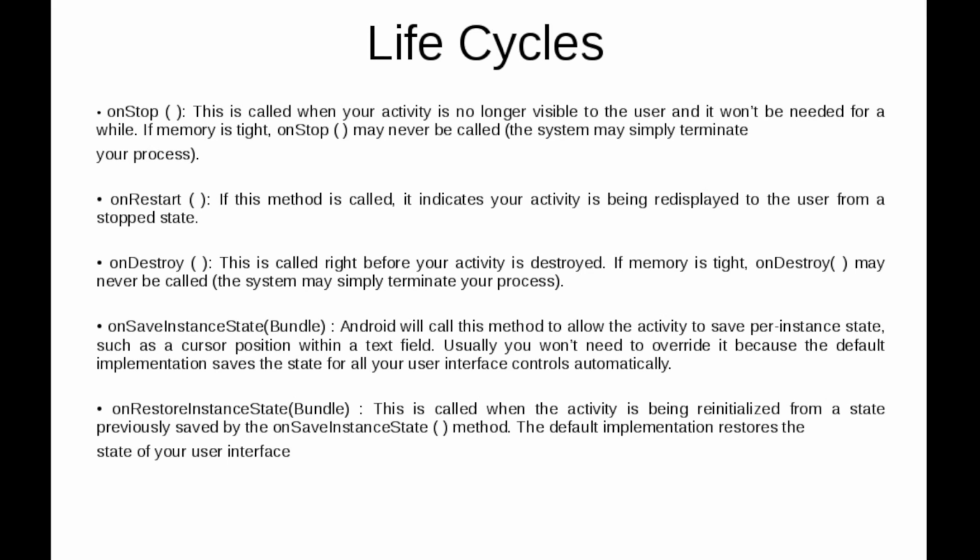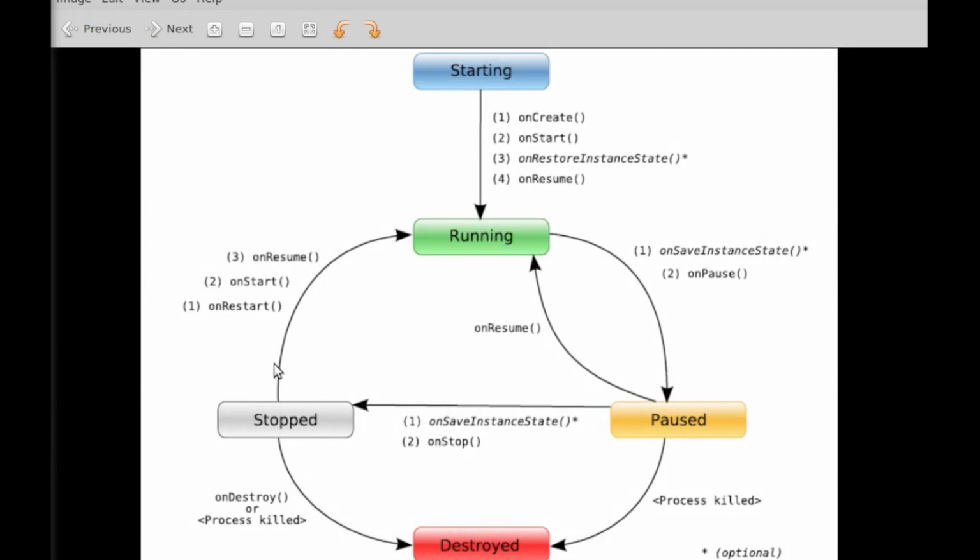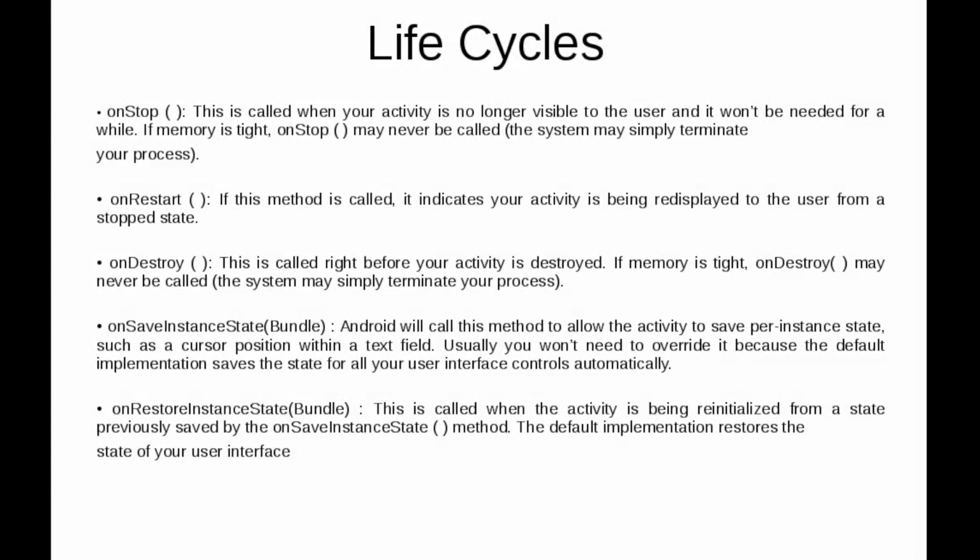The last two methods are very important: onSaveInstanceState and onRestoreInstanceState, and the parameter is a Bundle. This Bundle is nothing but the state of the program or the state of our application. With onSaveInstanceState, Android will call this method to allow the activity to save per-instance state, such as cursor position within a text field. Usually you won't need to override it because the default implementation saves the state for all our user interface controls automatically.